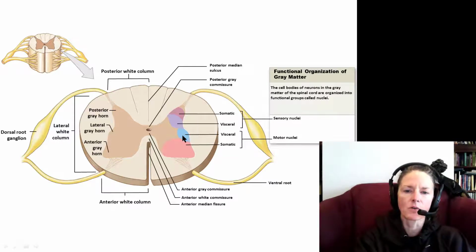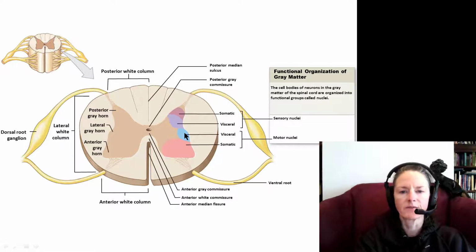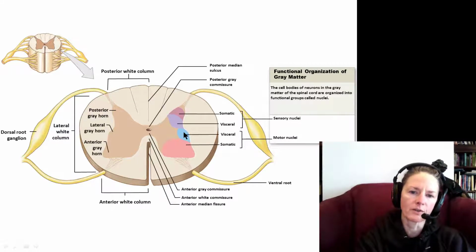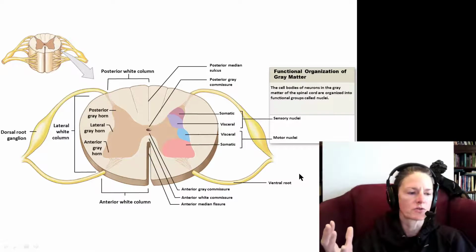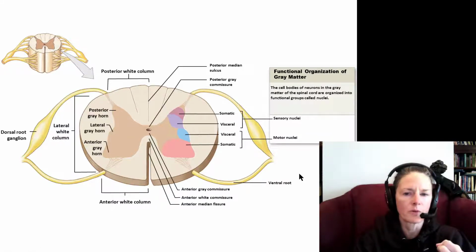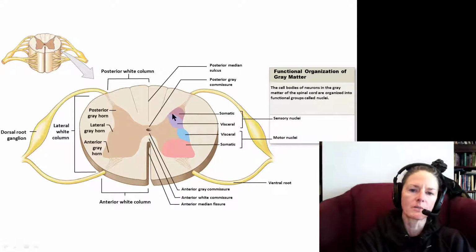Then we're going to have our lateral gray horns, which we will see in certain segments of the spinal cord, and these will innervate visceral structures. So we're going to have cell bodies in here that also send their axons through the ventral root, and these will innervate visceral structures such as cardiac muscle, smooth muscle, adipose tissue, glands, and so forth. These are still motor neurons here, but they are going to innervate visceral structures, and their axons will pass through the ventral root.